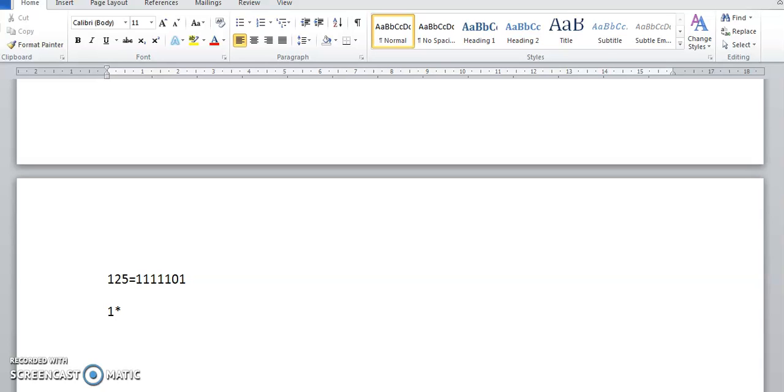1 into 2 raised to 6, plus 1 into 2 raised to 5, plus 1 into 2 raised to 4. See, we are counting this. Now this one, 1 into 2 raised to 3.